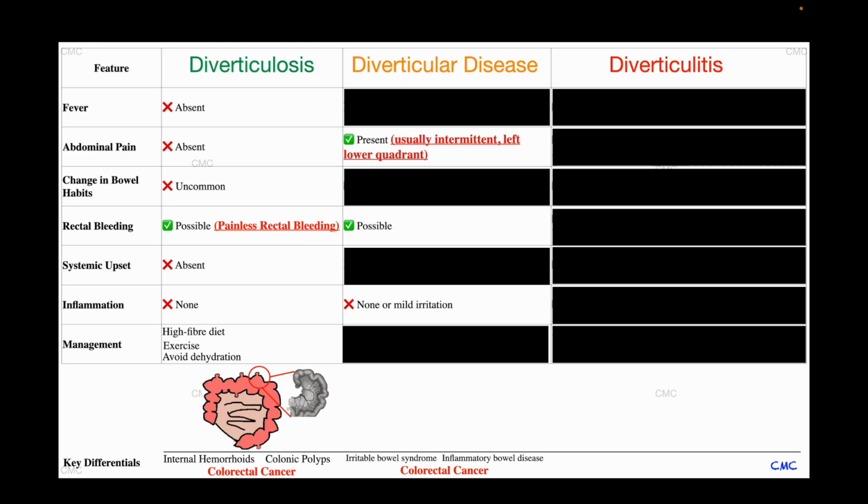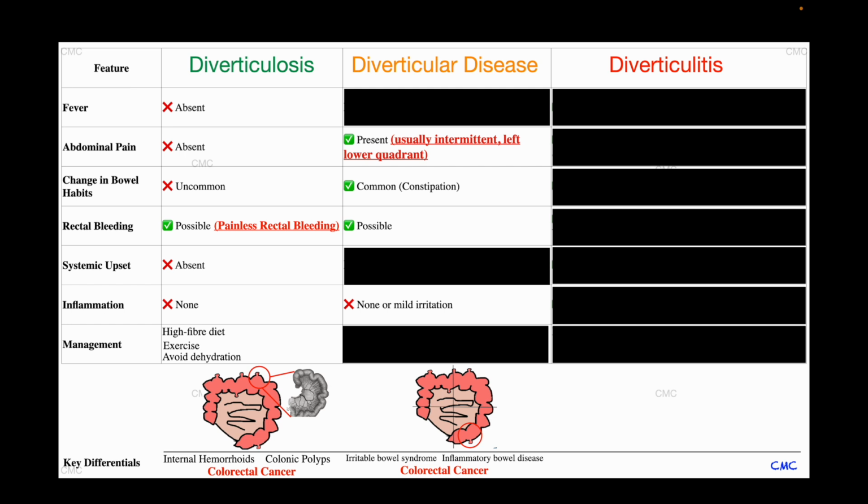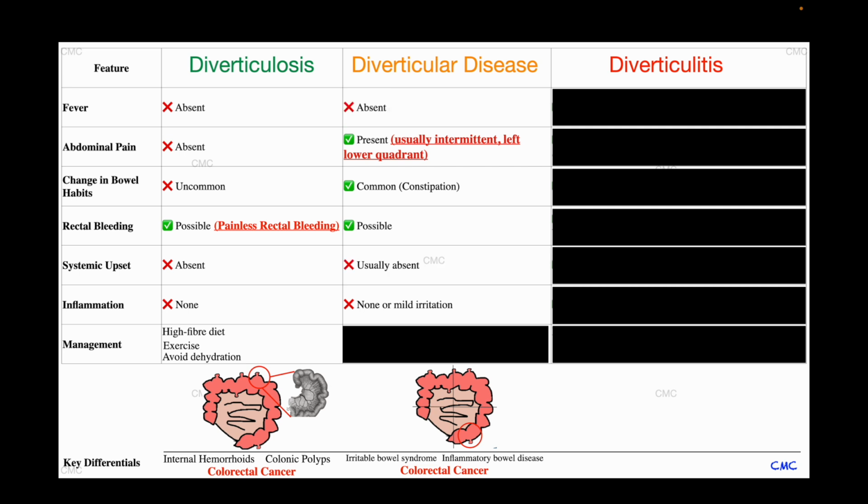And with diverticular disease, the pain is mainly in the left iliac fossa. Remember, this is where the sigmoid colon is and where the majority of diverticula are usually formed because of the highest intraluminal pressure. And this will often be on a background of some sort of chronic change in bowel habits in the form of constipation. Patients will be fine in between episodes and they will certainly not have any fevers and no other systemic features such as tachycardia, rigors, etc.